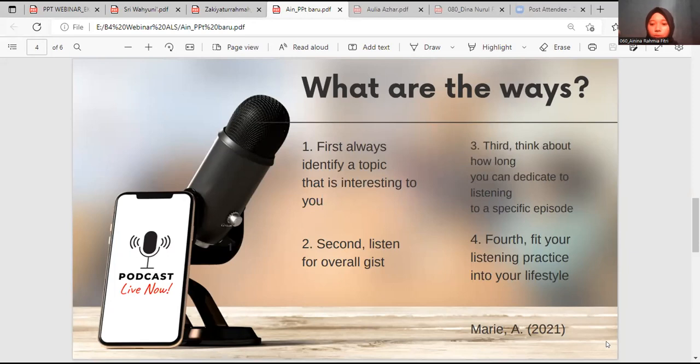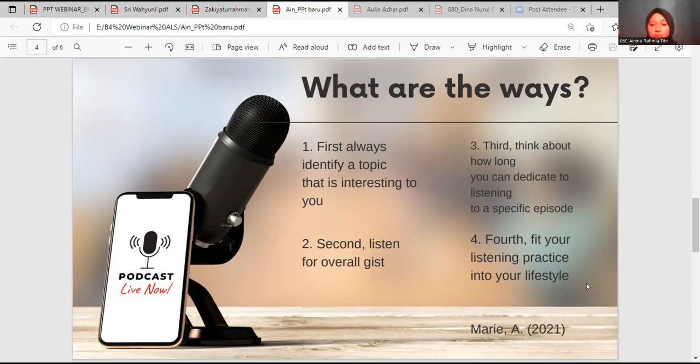In this kind of listening, we are not focused on the teeny little details, but rather on understanding the main messages of the speaker. And the third way is to think about how long you can dedicate to listening to a specific episode. If we have 15 or 20 minutes to dedicate to our practice, then choosing a short podcast, or a podcast that can easily be broken up into smaller components, is our best choice after we have selected the right podcast for our practice.